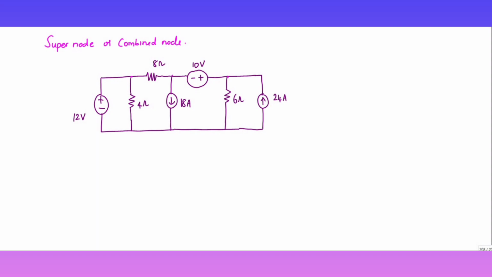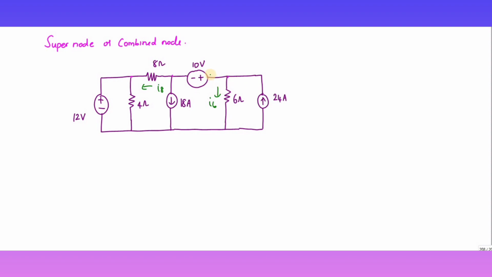So in this video, we are going to discuss supernode or combined node. And this is a given circuit. We will assume the current flowing through this one is I8 and this one is I6.